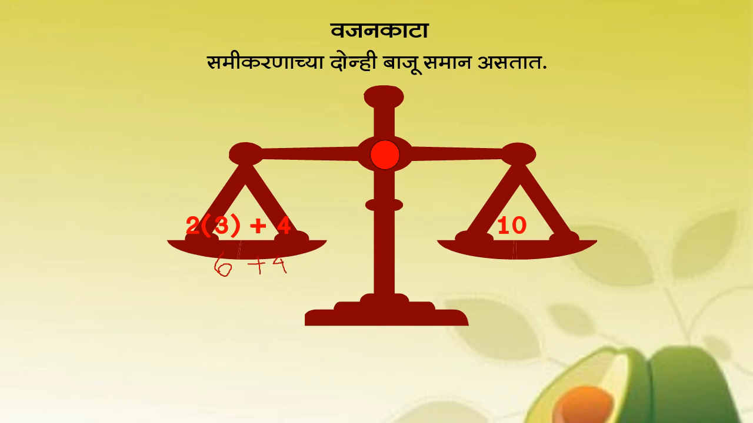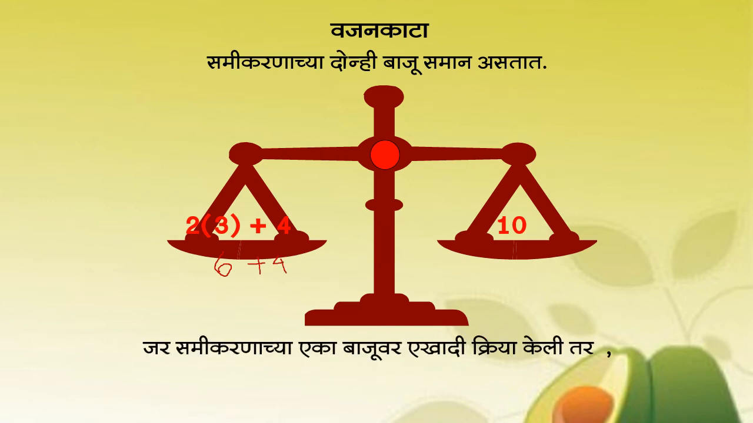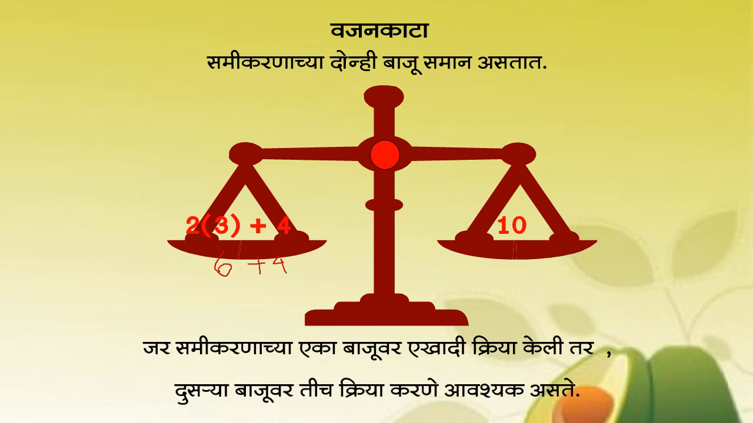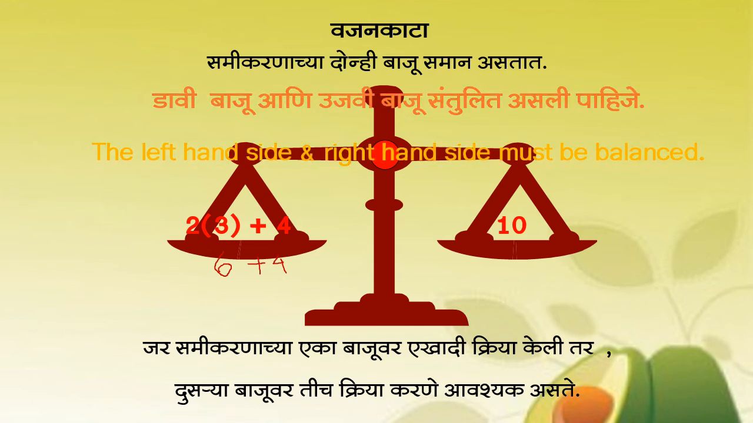10 equals 10. So both sides of an equation are balanced, and if we have done any operation on one side, what do we have to do? We have to perform the same operation on the other side also, because the left hand side and right hand side must be balanced. आणि म्हणूनच आपण डाव्या बाजूला जी क्रिया करणार आहोत किंवा उजव्या बाजूला एखादी क्रिया केली, तर एका बाजूवर एखादी क्रिया केली तर दुसऱ्या बाजूवर तीच क्रिया करणे आवश्यक असते.